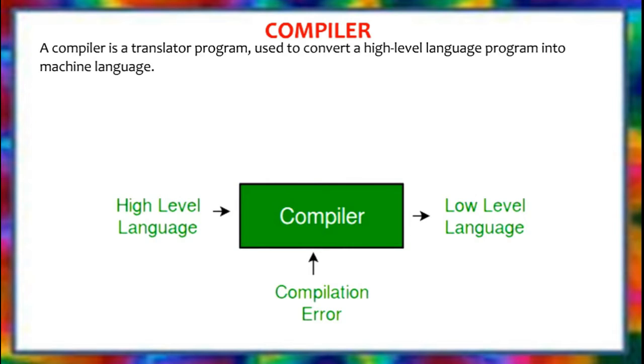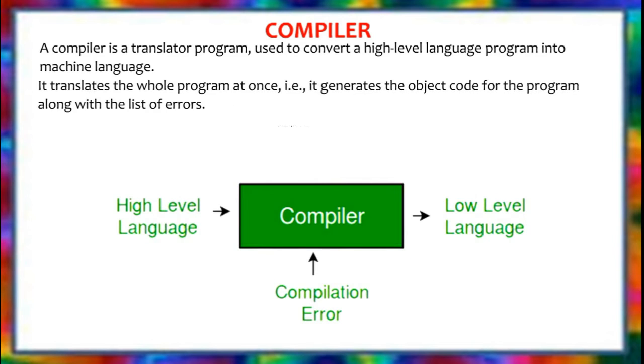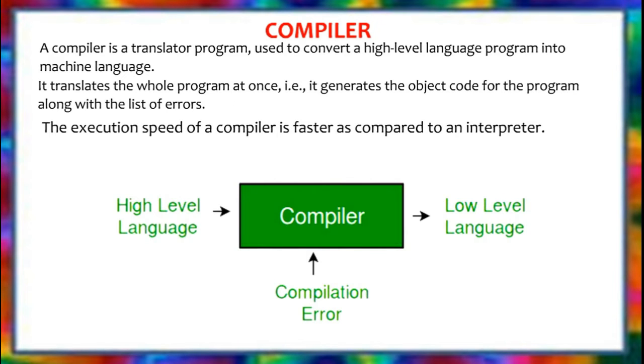A compiler is a translator program used to convert a high-level language program into machine language. It translates the whole program at once. That is, it generates the object code for the program along with a list of errors. The execution speed of a compiler is faster as compared to an interpreter.